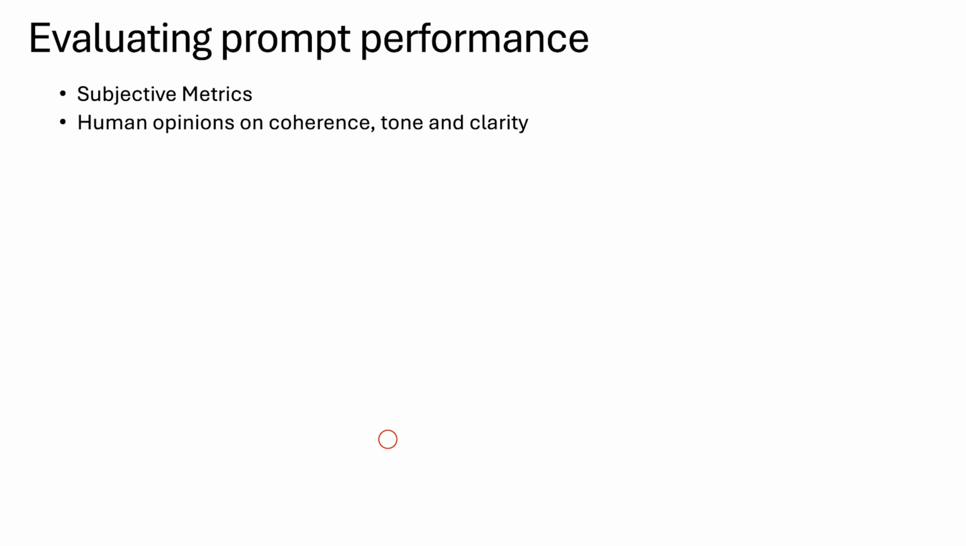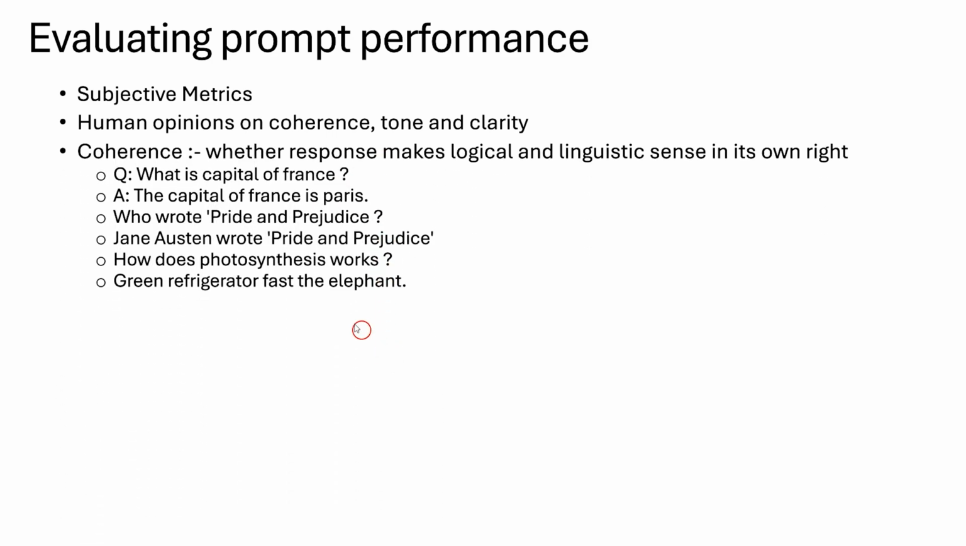Moving on to the next topic, that is subjective metrics. We have already seen the objective metrics, which have accuracy, speed and relevancy. When it comes to subjective metrics, the first one is human opinion on coherence, tone and clarity. Here, subjective means we are not going for factual correctness or speed or relevancy, but for human emotions: coherence, tone and clarity. Coherence means whether the response makes logical and linguistic sense in its own right.